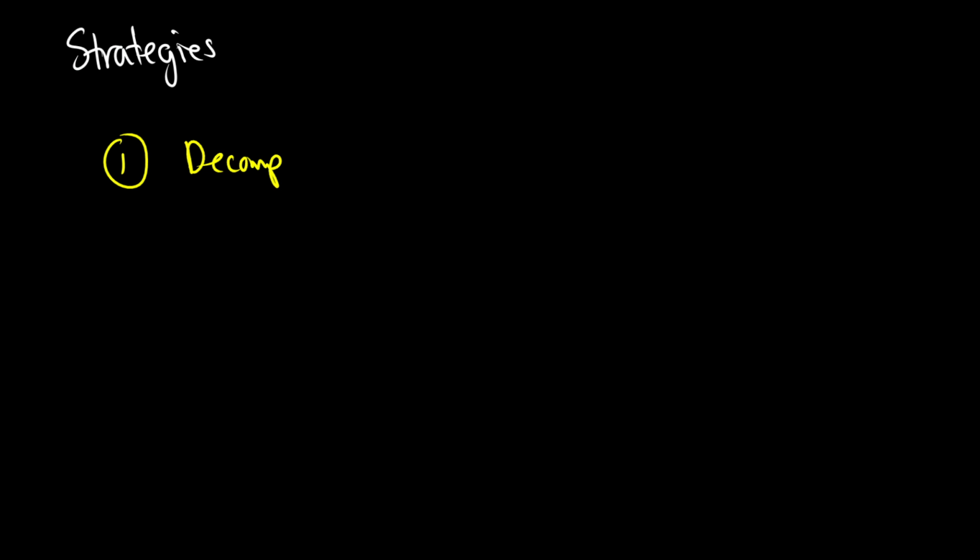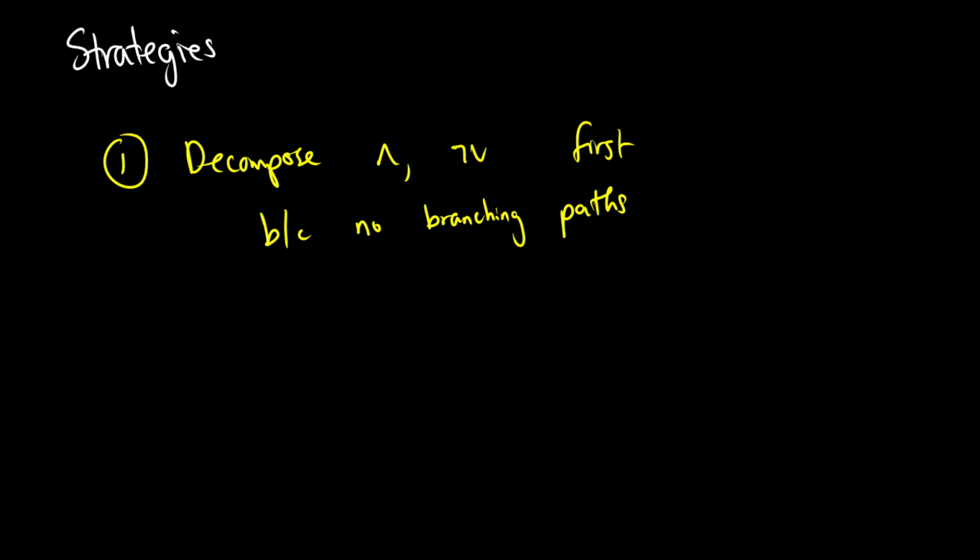The first one is decompose and not or first. Why? Because you don't have branching paths. The fewer branching paths you have, the better, because that means you have to do the proof on fewer branches. It just saves you paper, it saves you time.